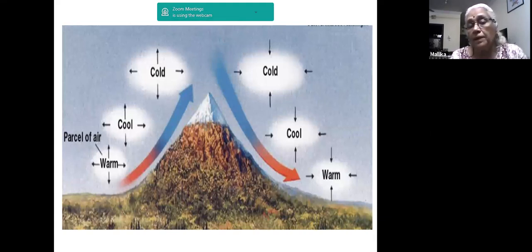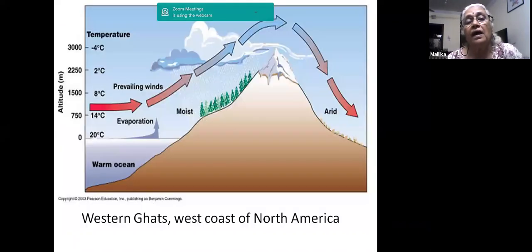They go up, they become extremely cold, and cold air is dry, I mean heavy, so it sinks down, and when it sinks down, it creates this condition, right? This condition is also found at the Western Ghats. And the west coast of North America has this condition. So it's dry in the interior because of the mountain barrier, right?